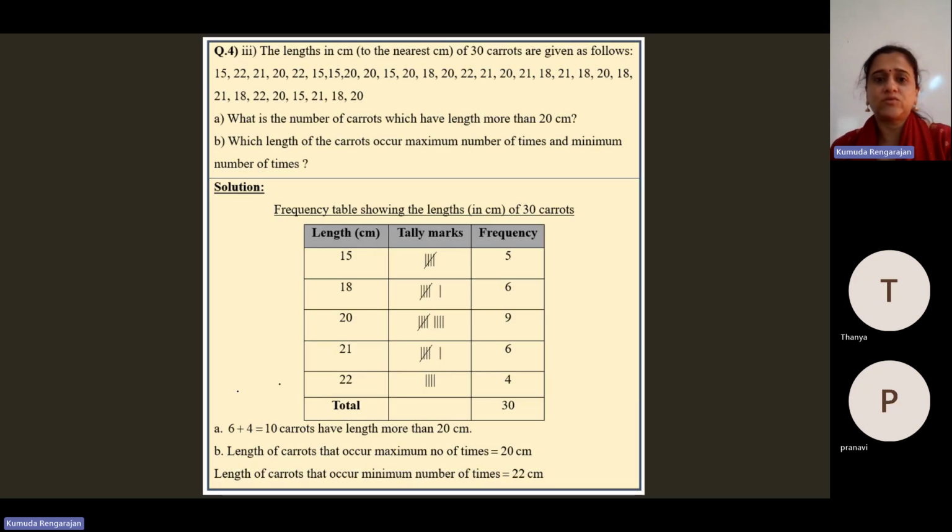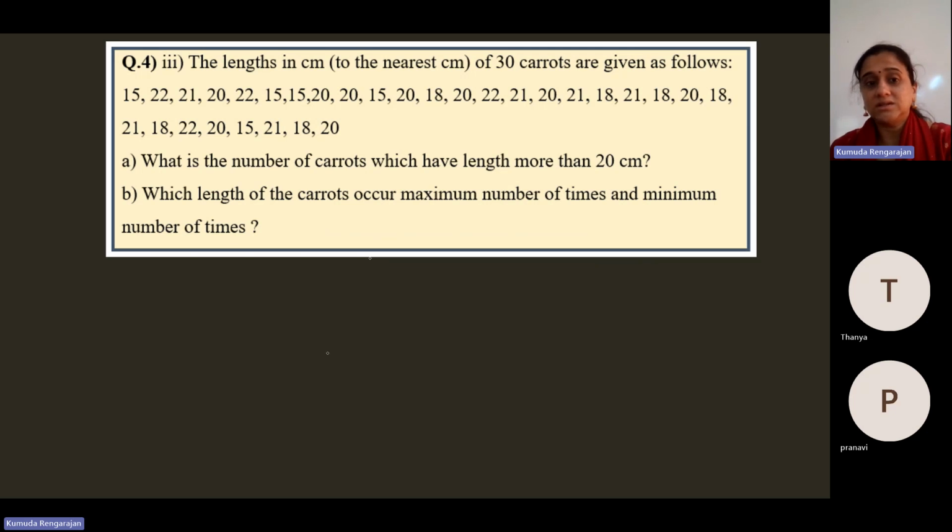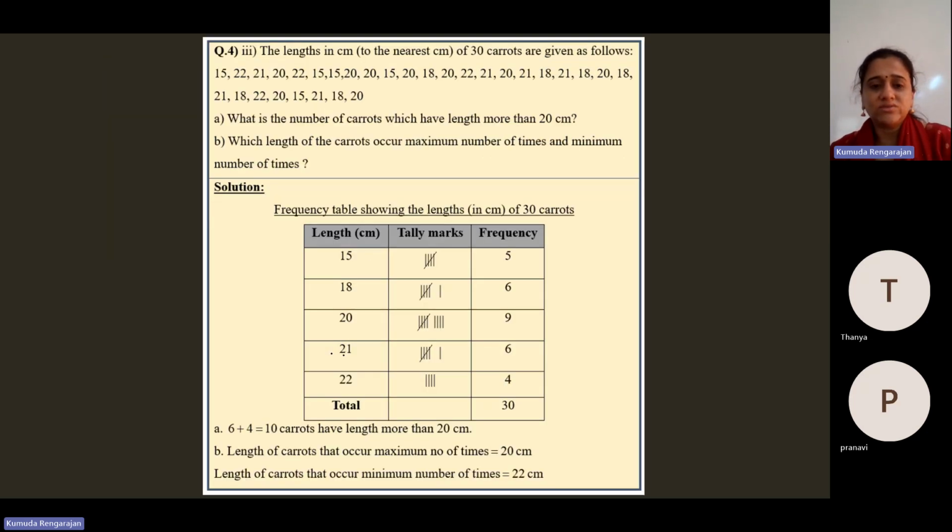See here, the length of carrots. We tabulated because how many carrots here? 30 carrots. And then see, 30 carrots, but we had only 1, 2, 3, 4, 5 numbers. We had only 15 centimeters, 18 centimeters, 20 centimeters, 21 and 22. So these values repeat themselves. So can you see the two things here? Number of observations is more, and also the observations repeat themselves. So when you see these two things, you must tabulate the data like this.